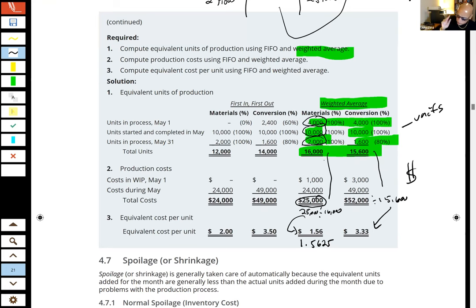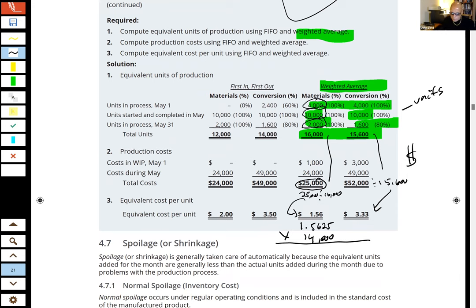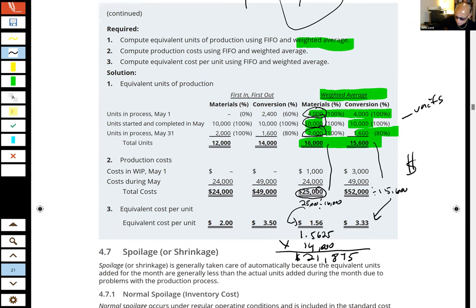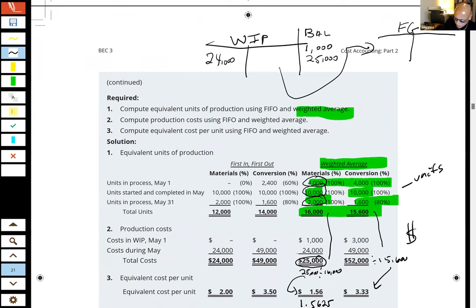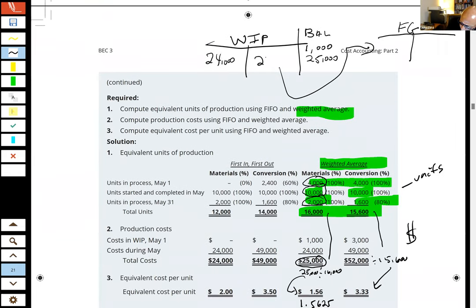So I take that 1.562, and again, I'm just looking at materials here, and I multiply that times the 14,000 units, the ones that were already started that they completed, and the units that they actually started this period and completed. That's the 14,000, the 4 plus the 10. When I multiply 1.562 times 14,000, I get 21,875, give or take. I'm saying that's the amount of costs for the units that got transferred out, the ones I had in the beginning plus the units started and completed. So I would credit 21,875, leaving me here now a balance of 3,125.